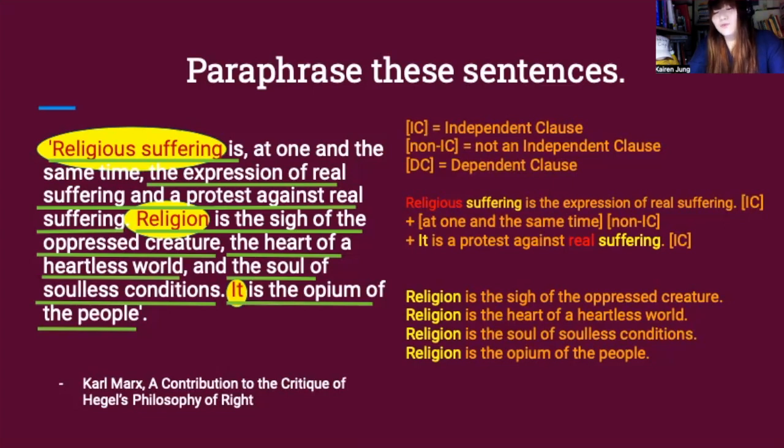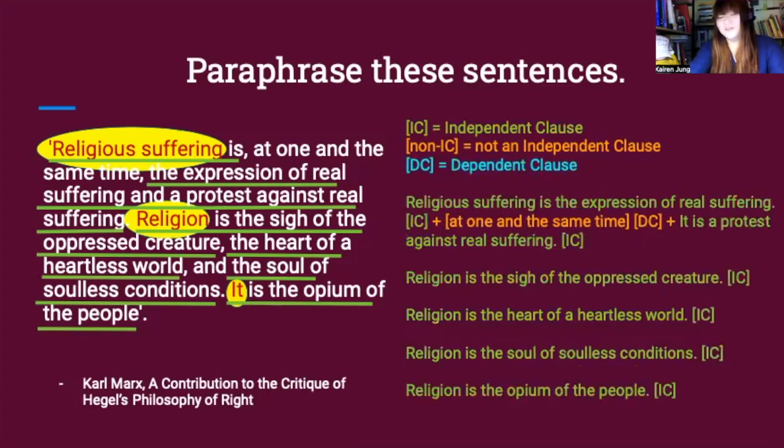We can do the same for the other sentence fragment phrases by turning them into independent clauses. Religion is the sigh of the oppressed creature. Religion is the heart of a heartless world. Religion is the soul of soulless conditions. Religion is the opium of the people.